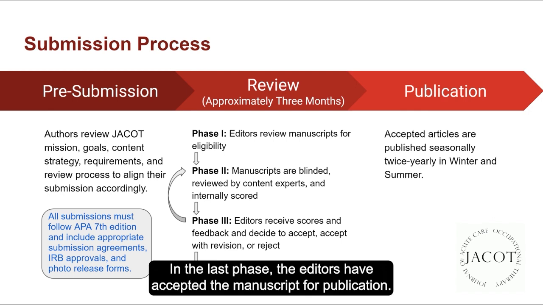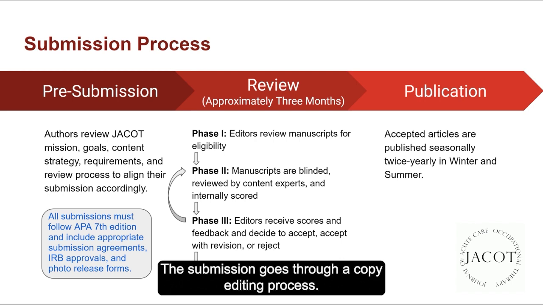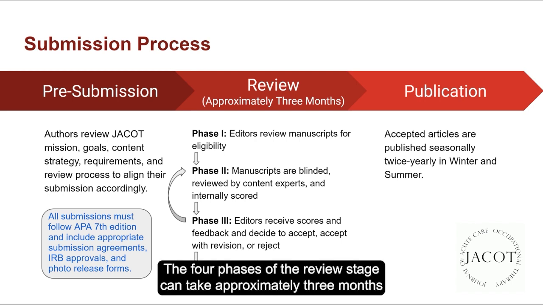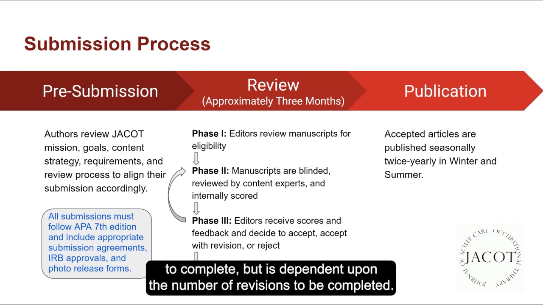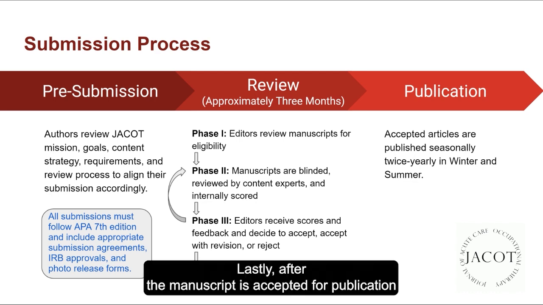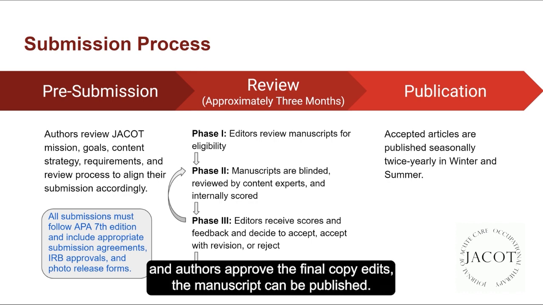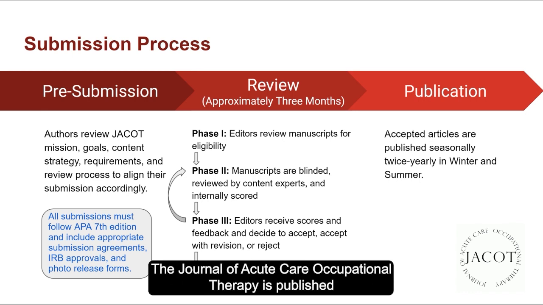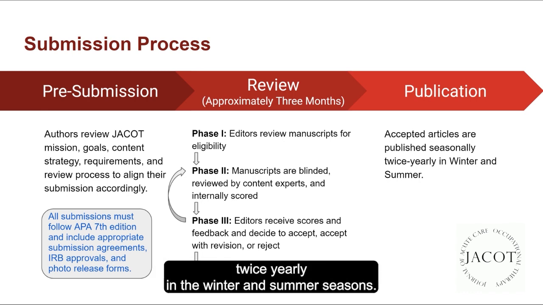In the last phase, the editors have accepted the manuscript for publication. The submission goes through a copy editing process. The 4 phases of the review stage can take approximately 3 months to complete, but is dependent upon the number of revisions to be completed. Lastly, after the manuscript is accepted for publication and authors approve the final copy edits, the manuscript can be published. The Journal of Acute Care Occupational Therapy is published twice yearly in the winter and summer seasons.